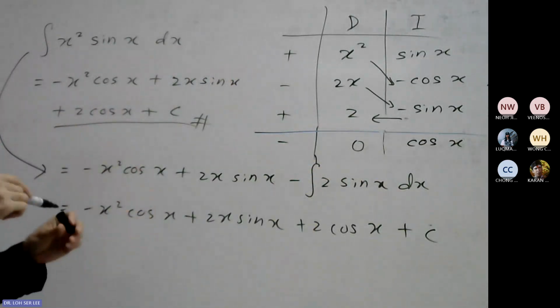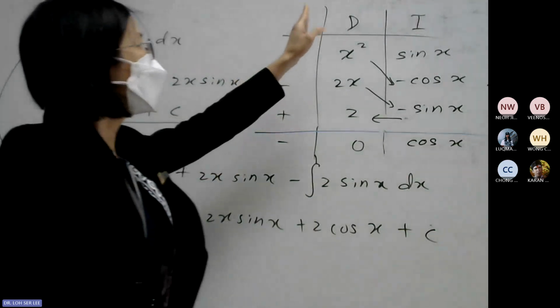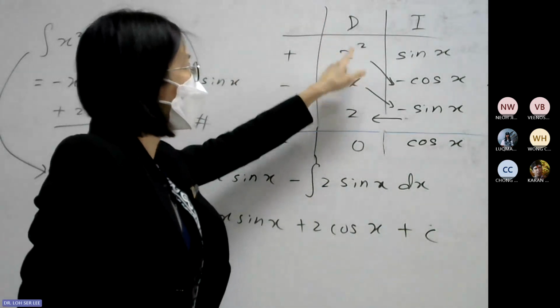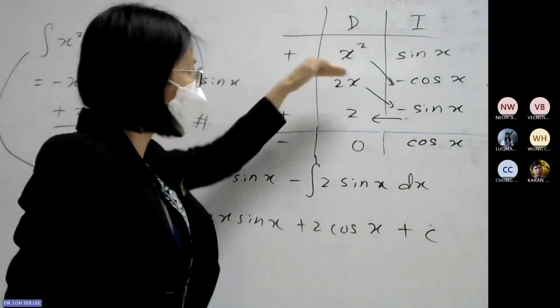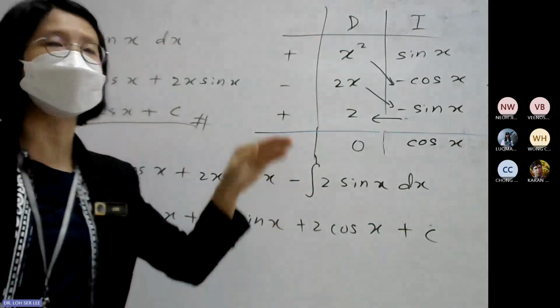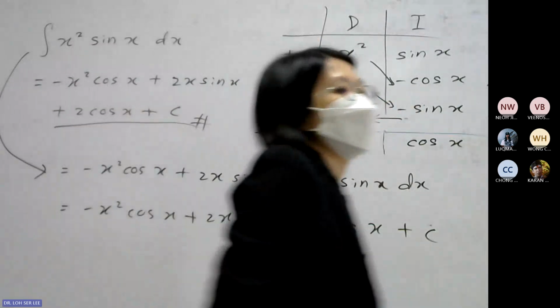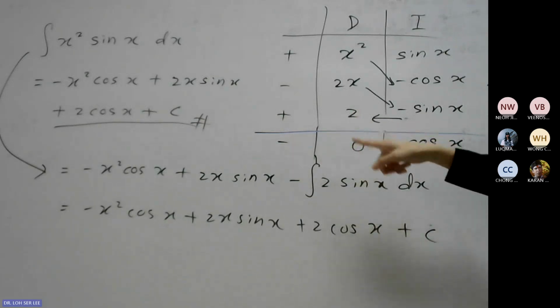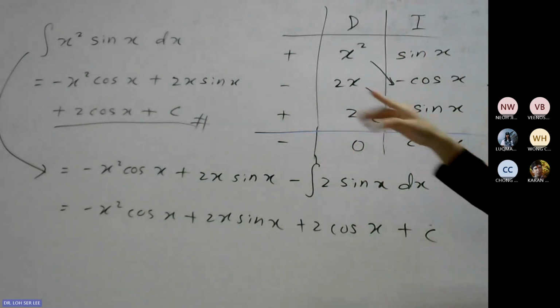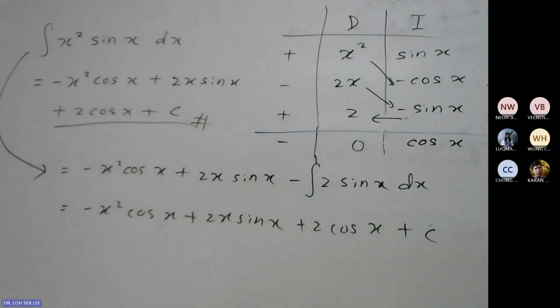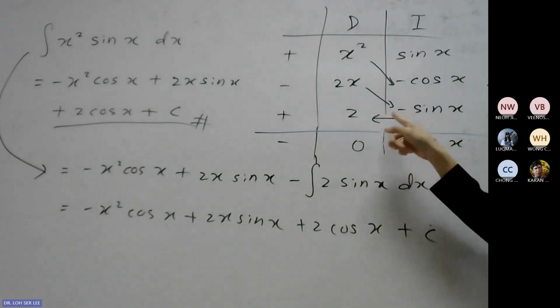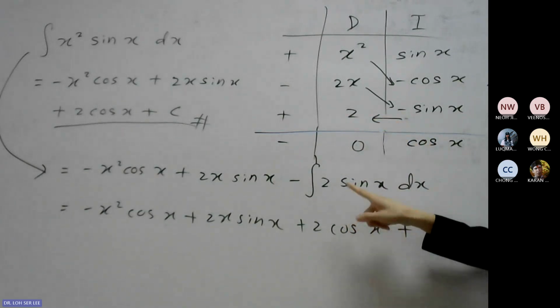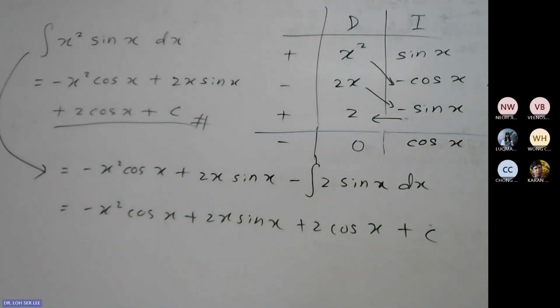This will be used when the function under D, when you can't get to differentiate until 0, then we have to use the horizontal row. But for this one, because we can get 0, we just proceed and we can get the answer directly. Otherwise, you can stop here. You need to solve one more line.